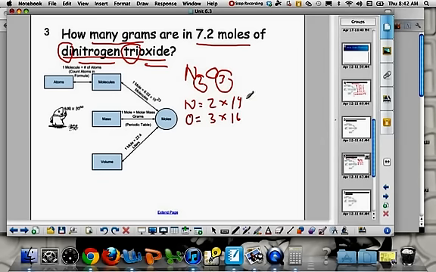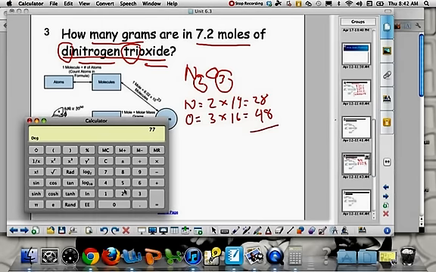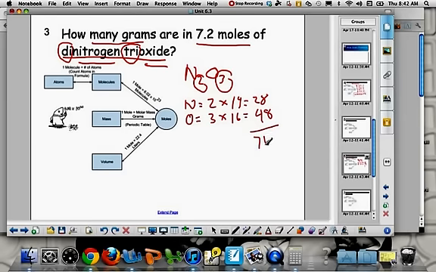Let's do this math here real quick. 2 times the 14, that's going to give me a mass of 28. 3 times the 16, right? Let's punch this one into a calculator real quick just to make sure we don't make any mistakes. 48. Now we want to add these 2 together. So 28 plus the 48, that's going to give me a mass of 76. Now, we are not done with this one. What we just found out was that 1 mole of N2O3 has a mass of 76 grams.